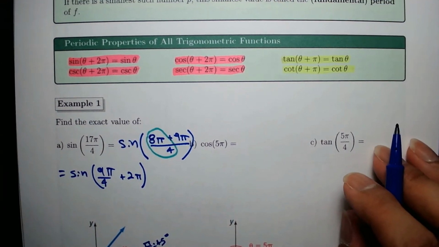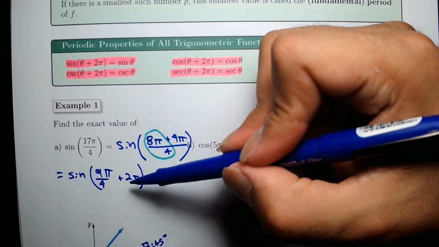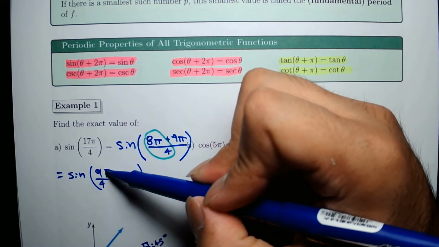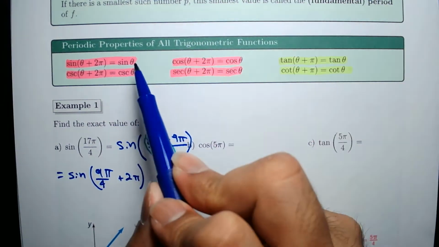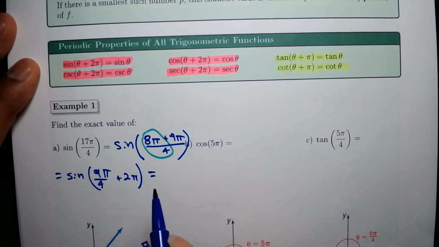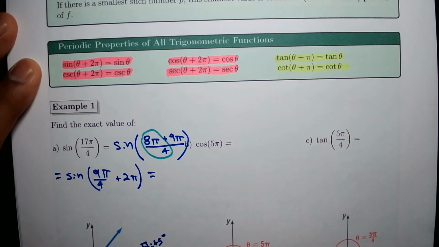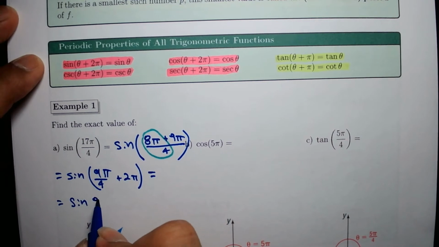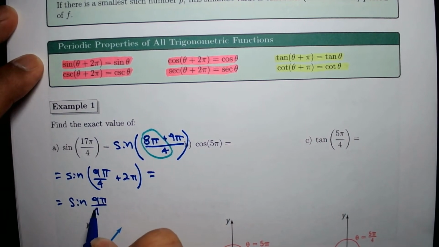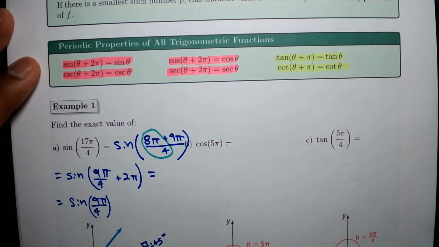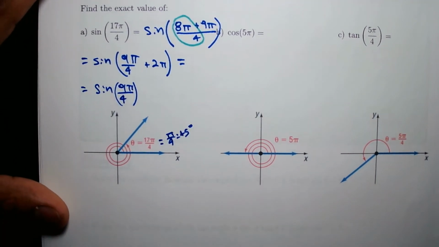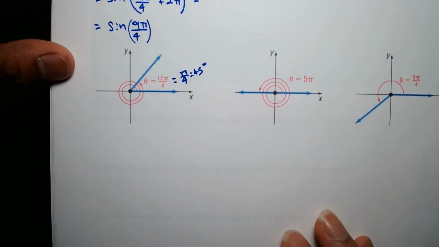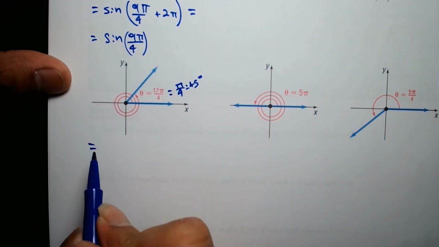Alright, if we compare forms, 2 pi and 2 pi, and 9 pi over 4 is the angle theta. So ultimately this 2 pi simply goes away, and it goes like sine of 9 pi over 4. Alright, and then I'm going to do the same for the other one. Let me put this below because I may not have enough space.